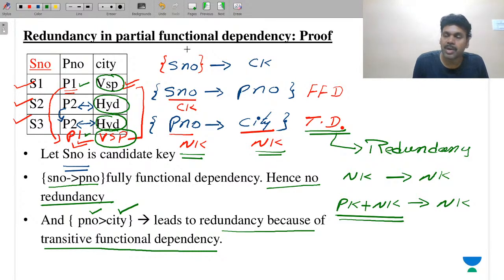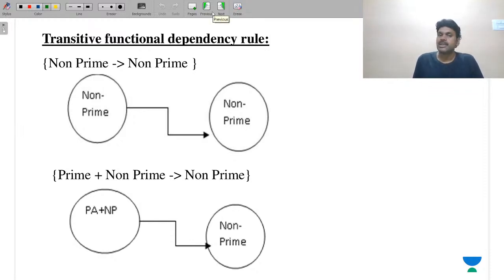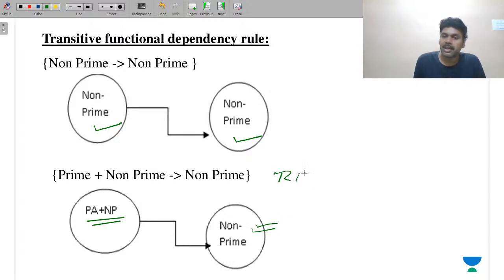Okay. So what to do? You have to break this transitive dependency, convert this TFD into FFD. Therefore, you don't have the concept of redundancy, without data loss. That's very, very important. Now we will look at the proof. So what is the transitive dependency rule? Non-prime to non-prime, or non-key with any kind of combination with the non-prime. So finally, RHS must be non-key. LHS can be non-prime, or LHS can be part of key with non-key combination.